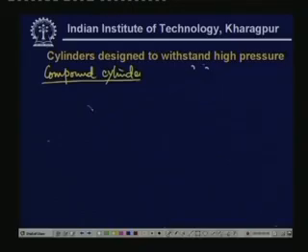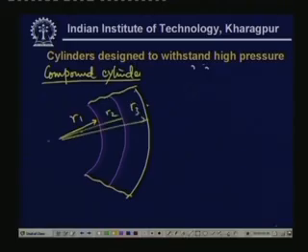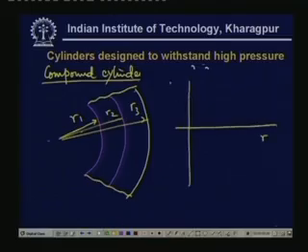again, if you look at this, this is the inner cylinder, this is the outer cylinder. I have drawn only a part of it. So, this has radius R1, this is R2 and this is R3. So, therefore, the stress distribution will be equal to R, and this is sigma. We have 3 radii, R1, R2 and R3.